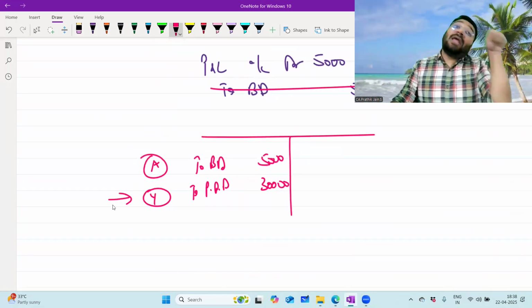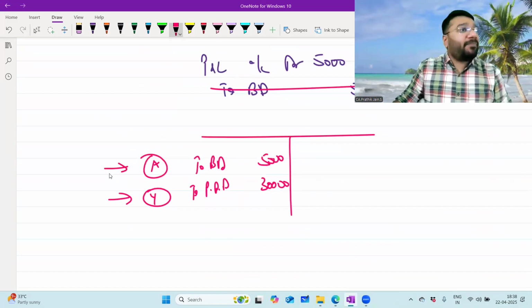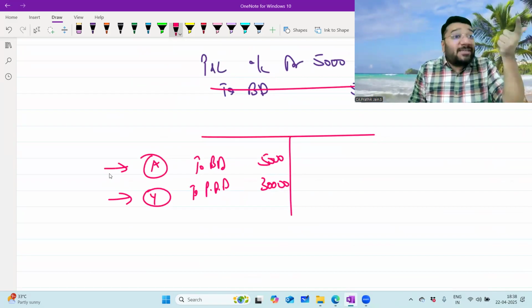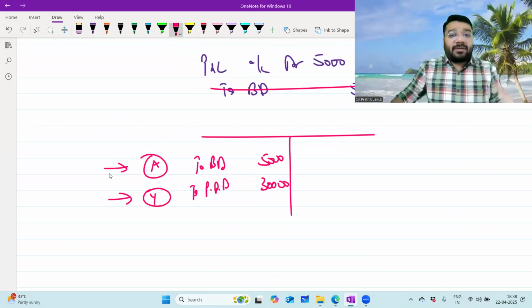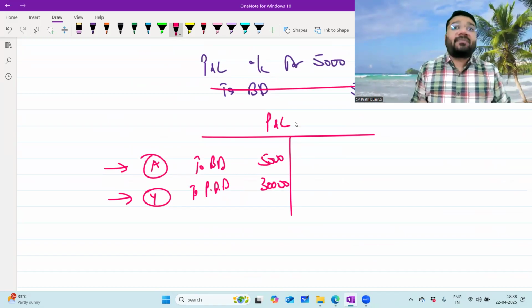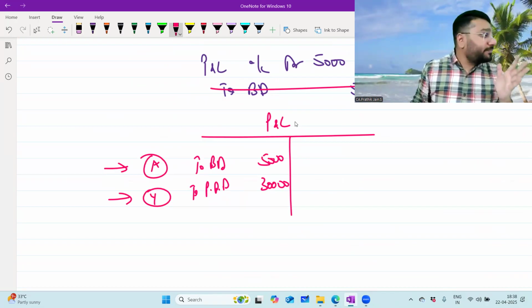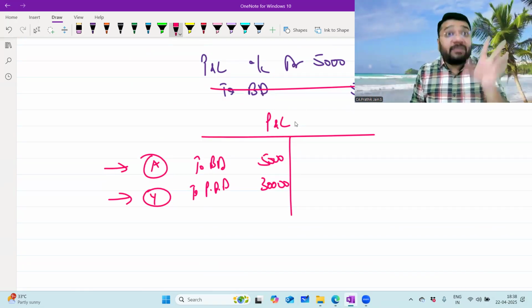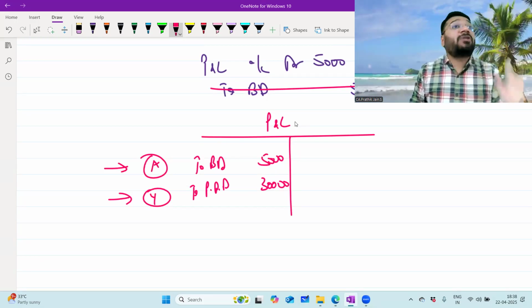And whose bad debt actually happened? A. So this is bad debt of A. X's provision last year. Y's provision current year. A's bad debt current year. Any problem in this? This is my P&L. This is one methodology. This is one option of accounting. In Schedule 3, we follow option 1 only.